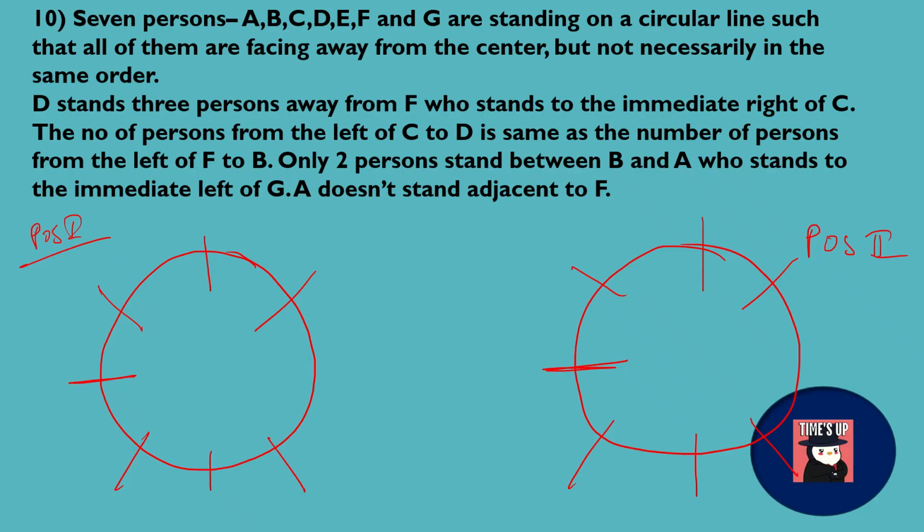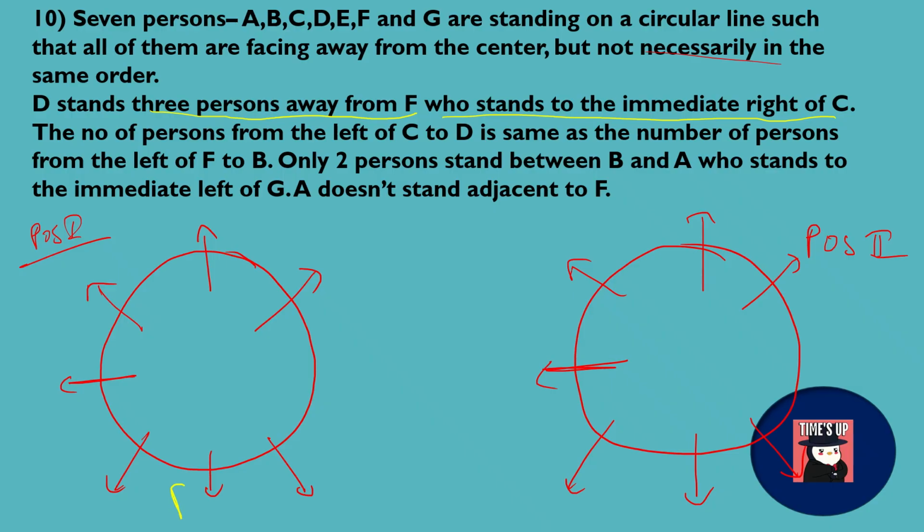They are standing on a circular line such that all of them are facing away from the center. All are facing away from the center. Next, what they have said, but not necessarily in the same order. D stands 3 persons away from F, who stands to the immediate right of C.